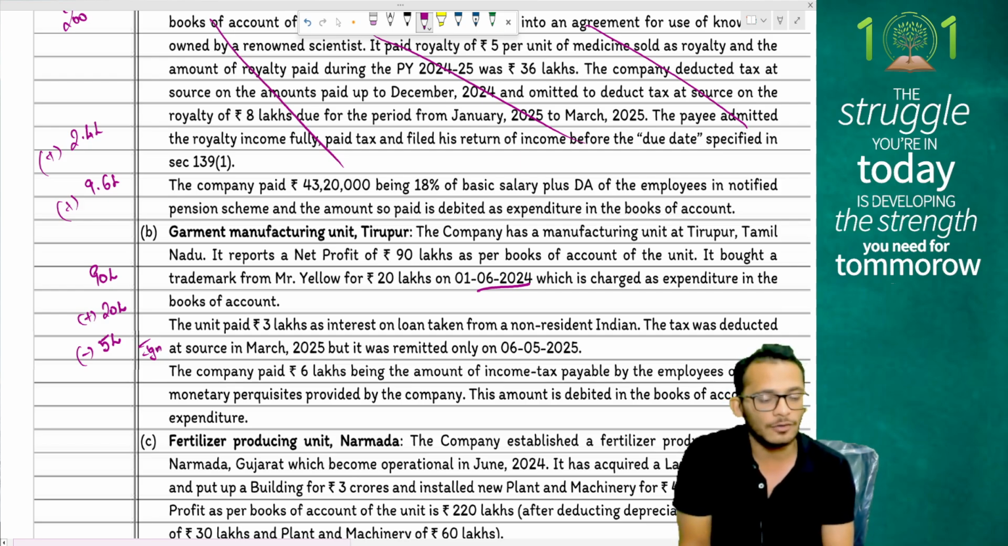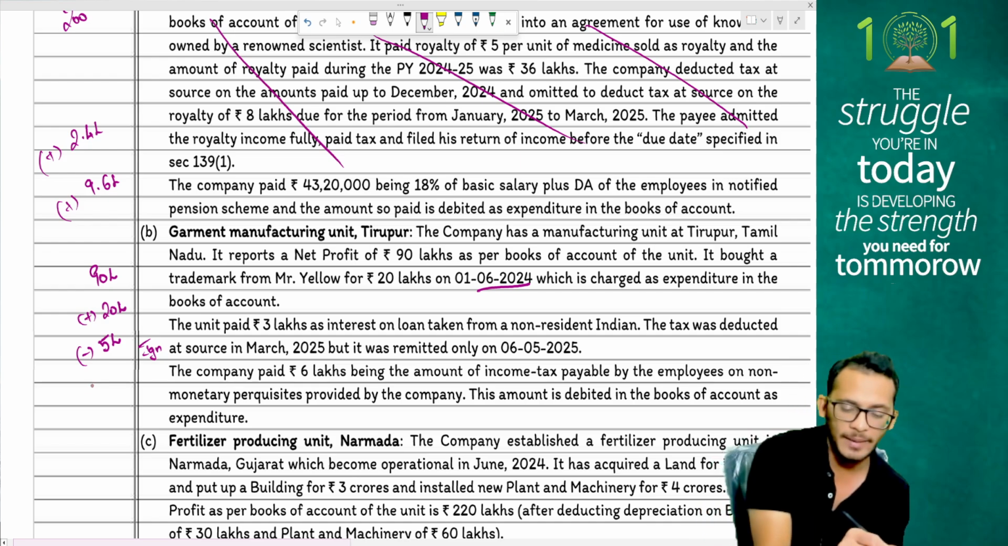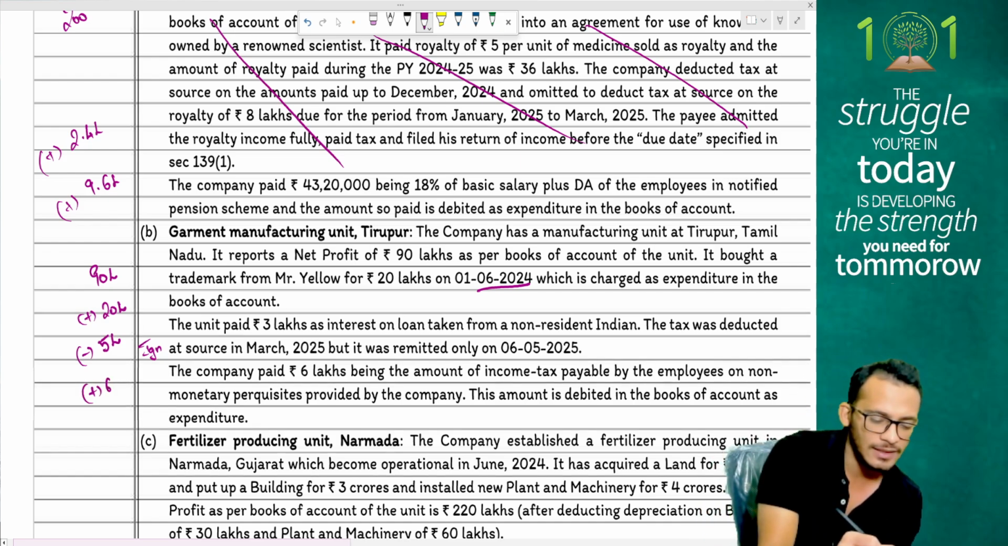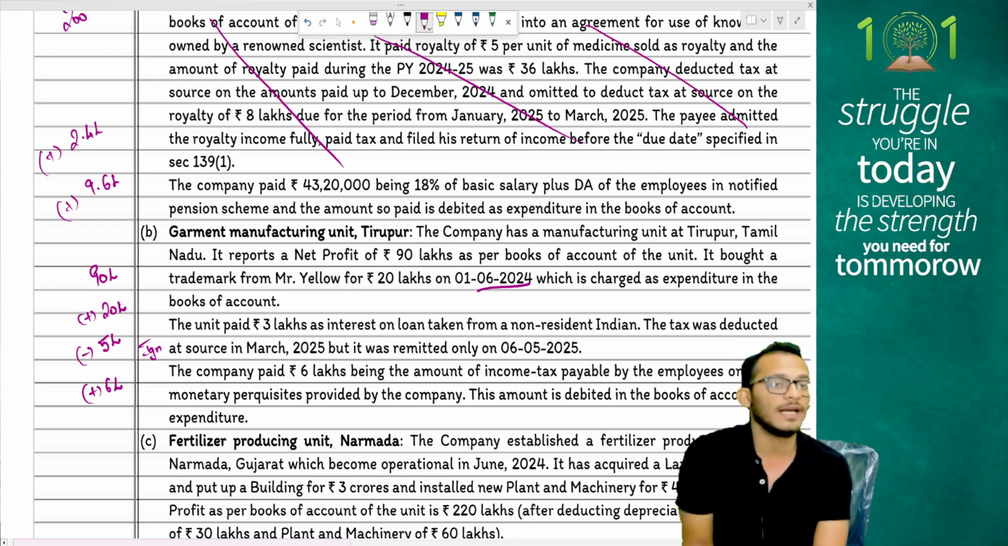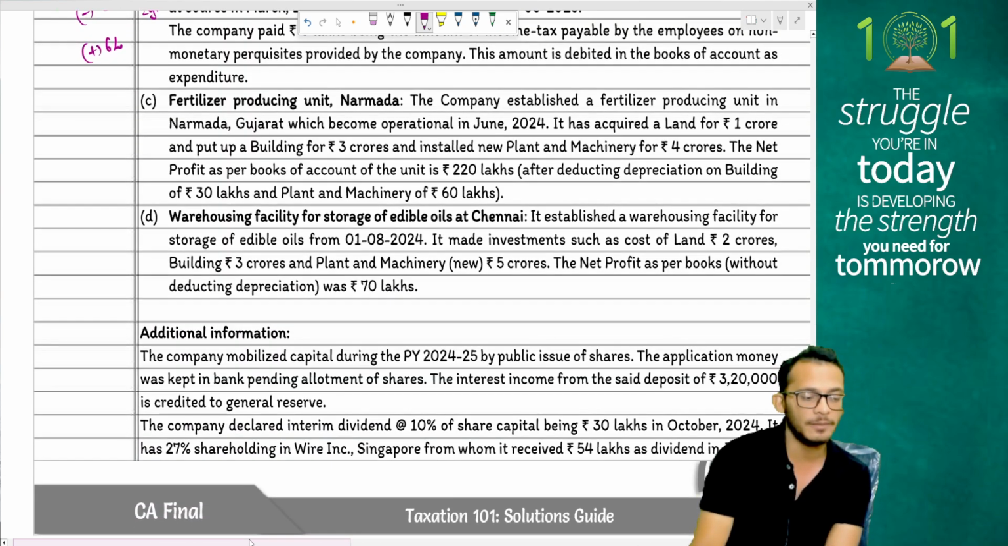The company paid 6 lakh rupees being the amount of income tax payable by employees on non-monetary perquisites provided to the employees. Payment is debited to P&L. Does someone remember this provision? Nope. Section 40(5) comes and says when there is a tax on non-monetary perquisites, they are treated as exempt in the hands of employees and therefore is disallowed in the hands of employers. This number is to be disallowed. Tax on non-monetary perquisites exempt for employees, disallowed for employers. This is what the treatment is for point number B, business.